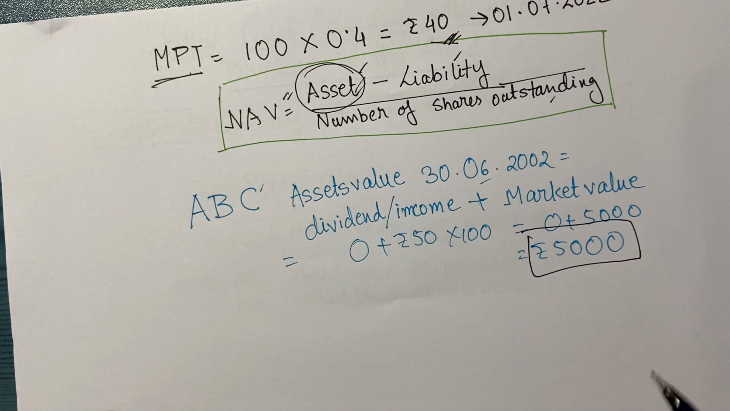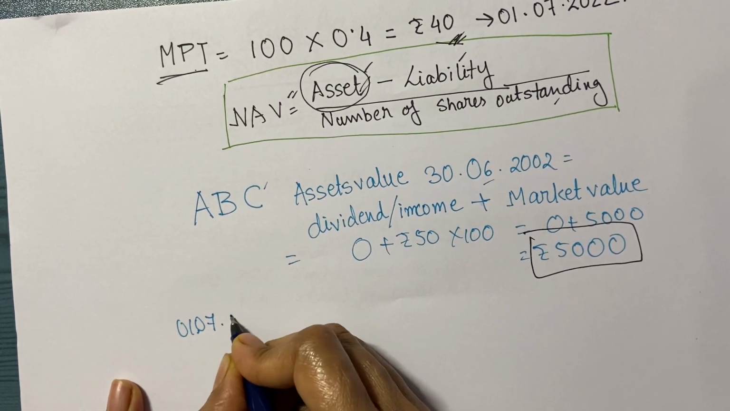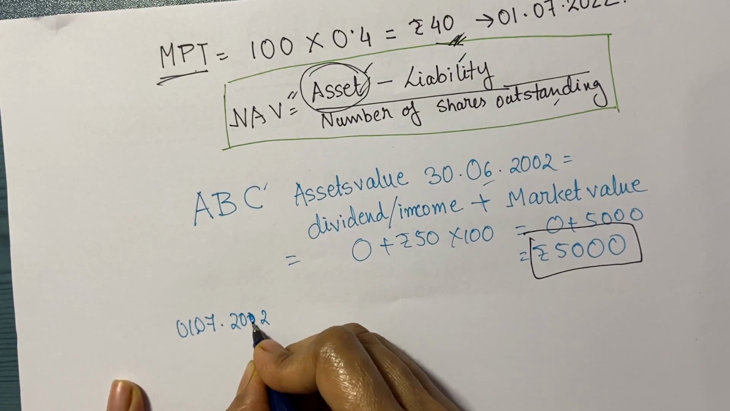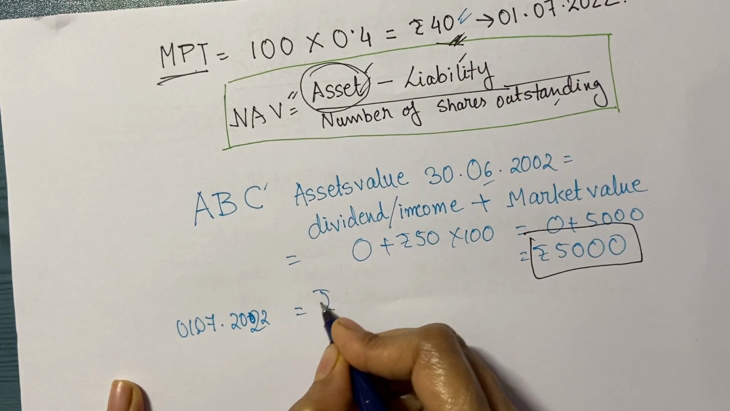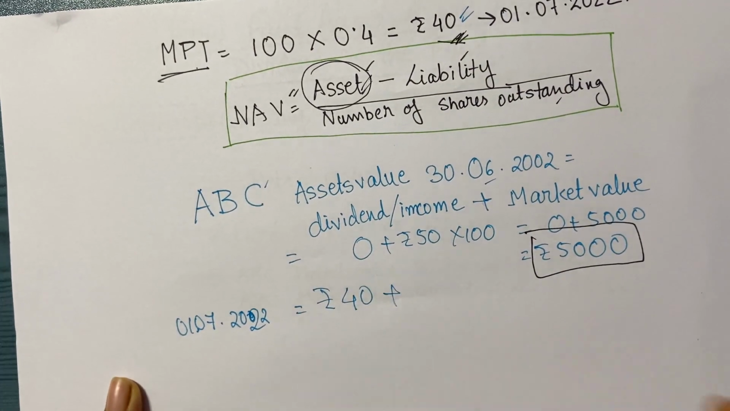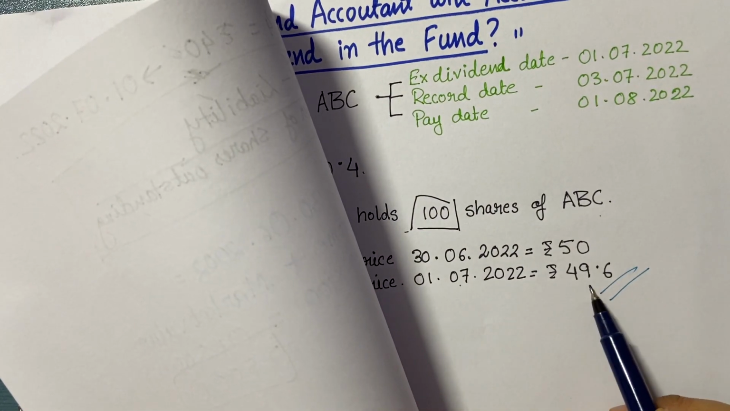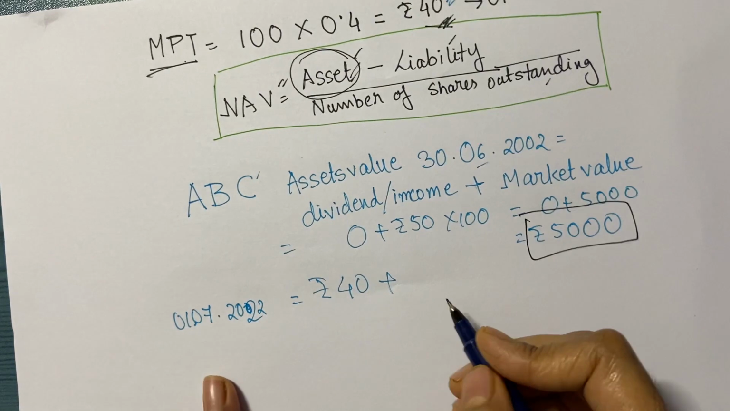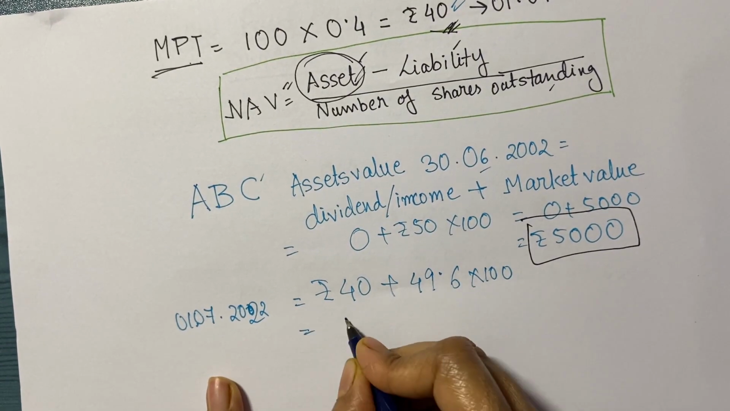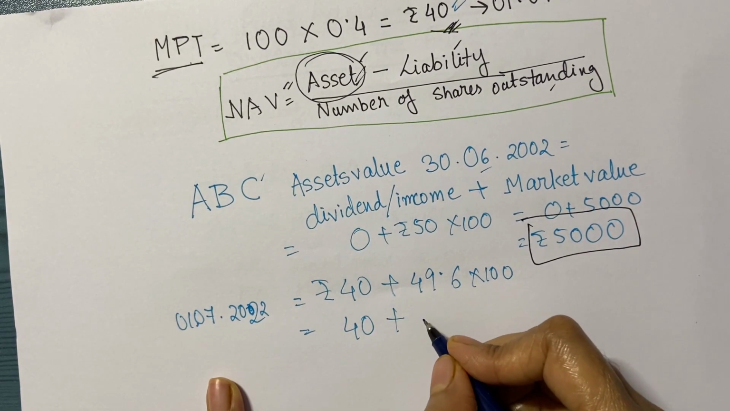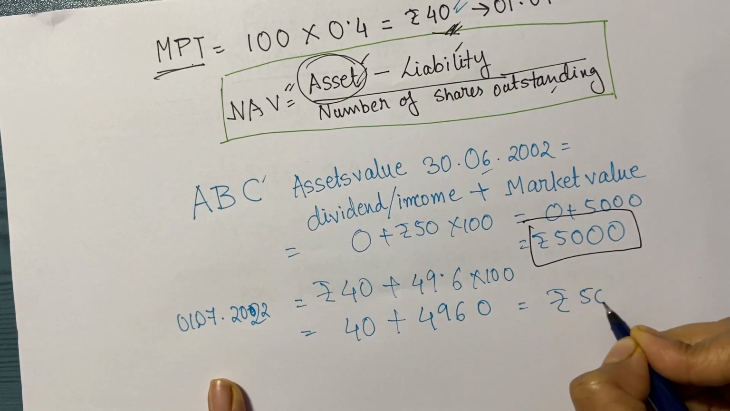So I am saying on 30 June, the asset value for ABC is going to be 5,000. Now next, let's assume what is going to happen on 1st of July 2022. My dividend income, as I explained here, is going to be 40. Earlier, when I took the assumption, I said on 1st of July my price is going to be 49.6. So it is going to be 49.6 into 100 because I'm holding 100 shares. So 40 plus 4,960, it is going to be again 5,000.